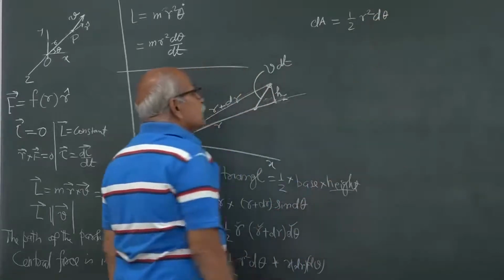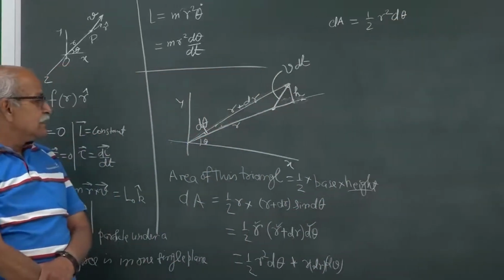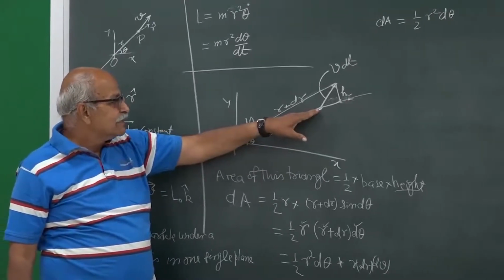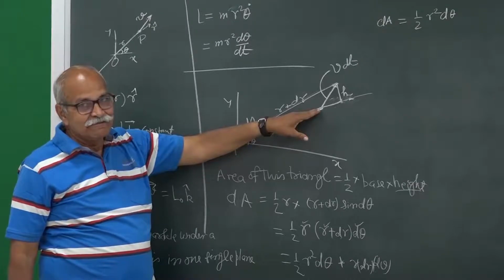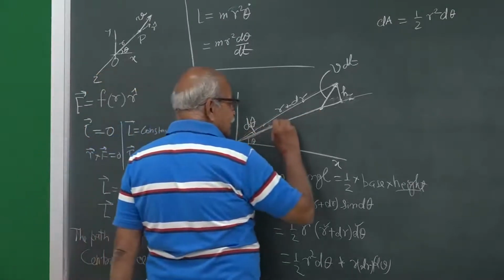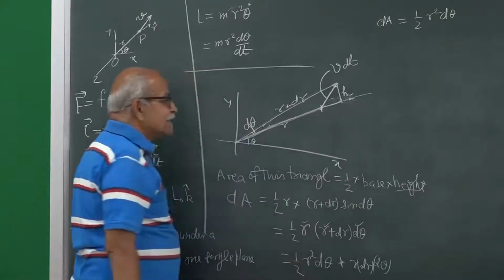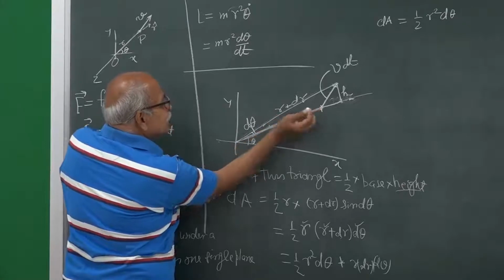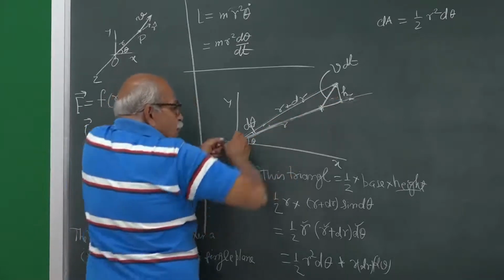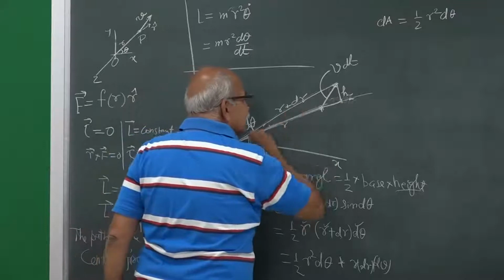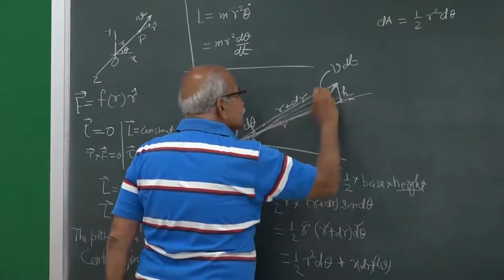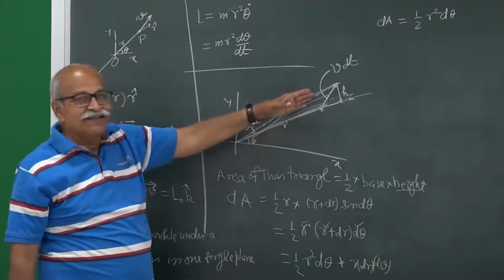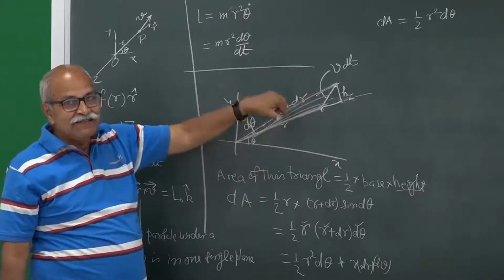That is the area swept by this radius vector in time dt. This was the radius vector. The particle is going along the path, but you draw this radius vector from each point of this path. So as if this radial line is sweeping this area in time dt.